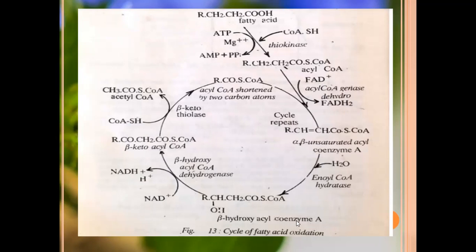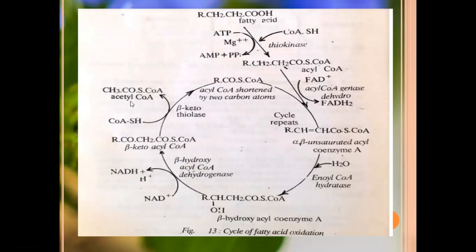Beta hydroxy acyl coenzyme A is converted into beta keto acyl coenzyme A in the presence of beta hydroxy acyl coenzyme A dehydrogenase. In this reaction, one NAD is converted into NADH plus H plus, and beta keto acyl coenzyme A participates in the cleavage reaction. It develops into acyl coenzyme A shortened by 2 carbon atoms, and it releases 2 carbon atoms as acetyl coenzyme A.